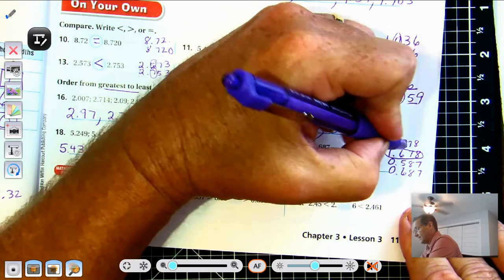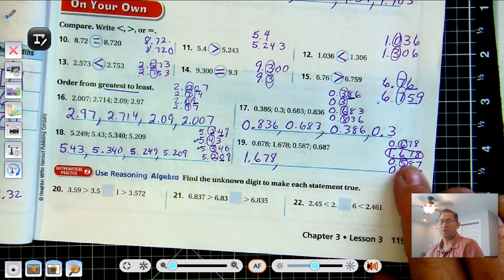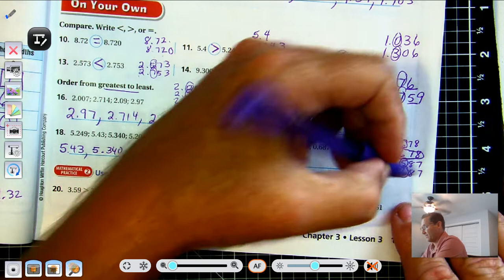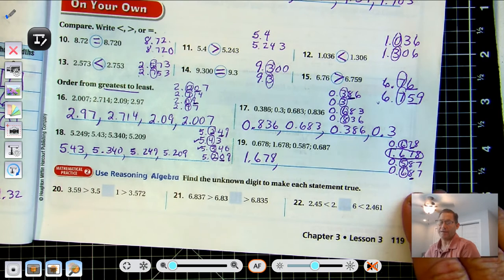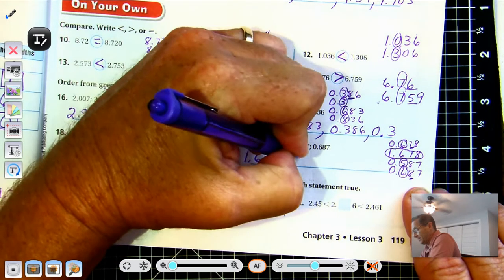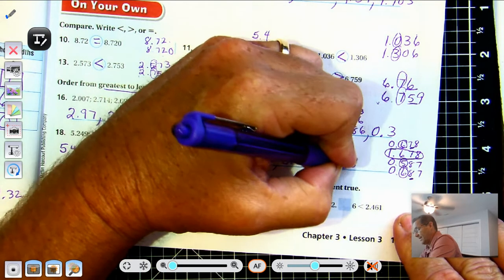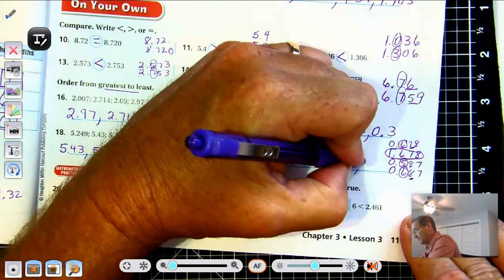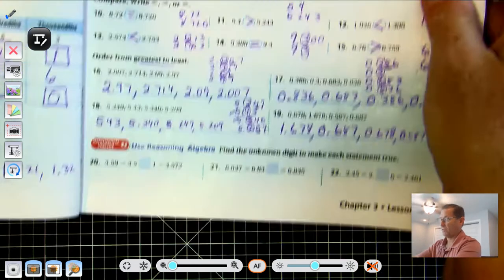So let's go to the tenths. 6 tenths, 5 tenths, 6 tenths. Okay, well, we know which one's the smallest: 0.587 or 587 thousandths. But we want to go from greatest to least. So I have to find which one is smaller between these two. So let's go to the hundredths, 7 and 8. Okay, 8 hundredths is bigger, so the next greatest is 687 thousandths, then 678 thousandths, and the smallest is 587 thousandths. Okay, number 20.